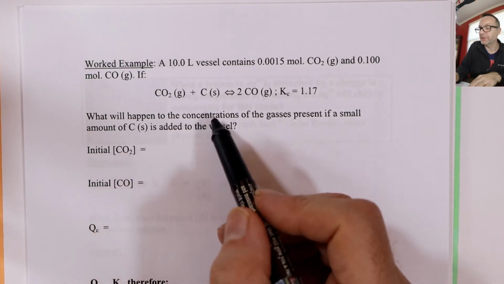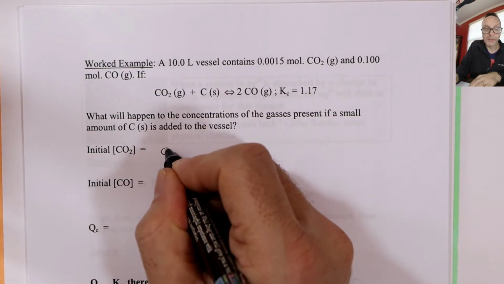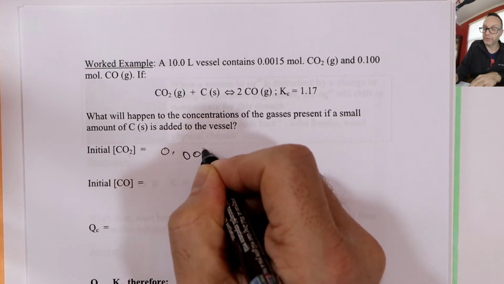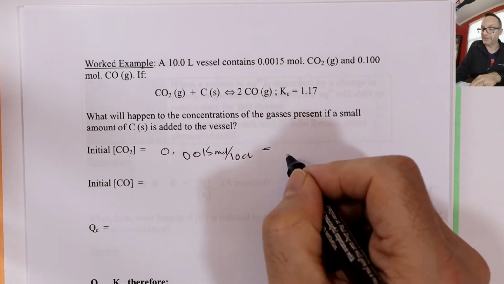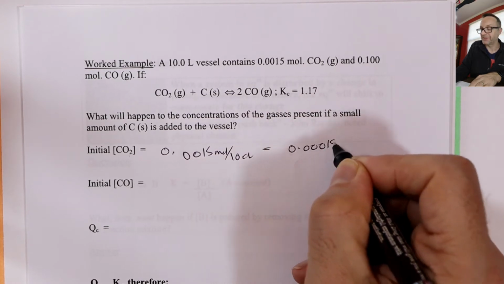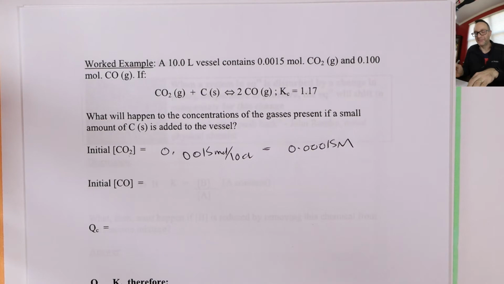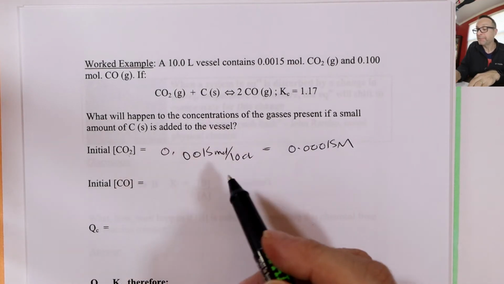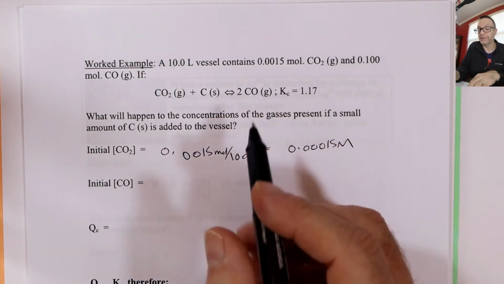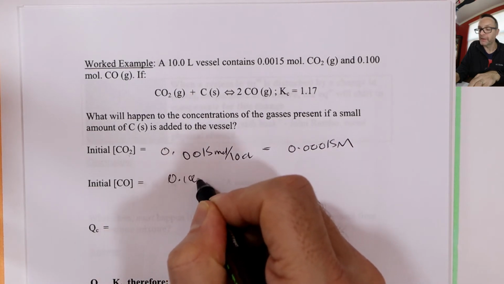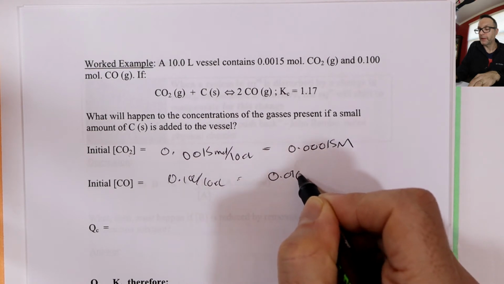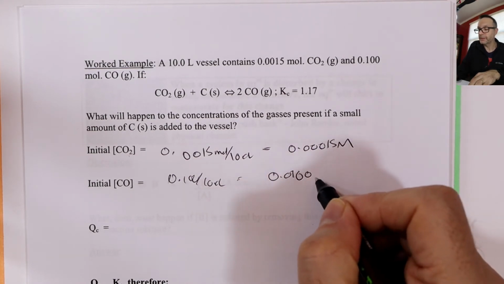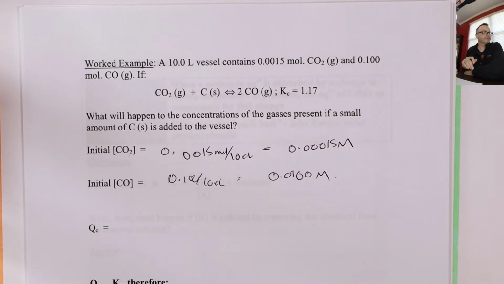So it's going to be CO2, 0.0015 mole. Now remember, it's in a 10-liter container. Just move the decimal place one over. I'll just use regular numbers, in an answer, scientific notation. And 0.1 of CO, 0.100 over 10 liters, 0.010. Okay, so those are our two initial concentrations.